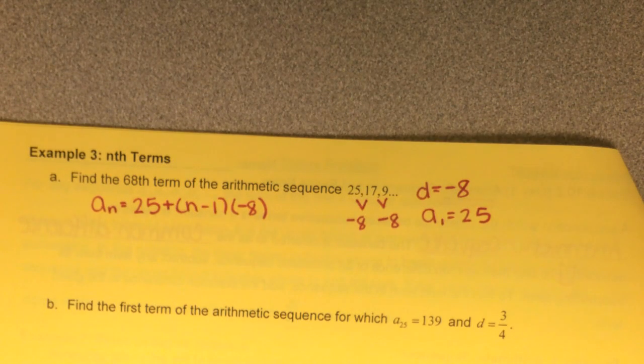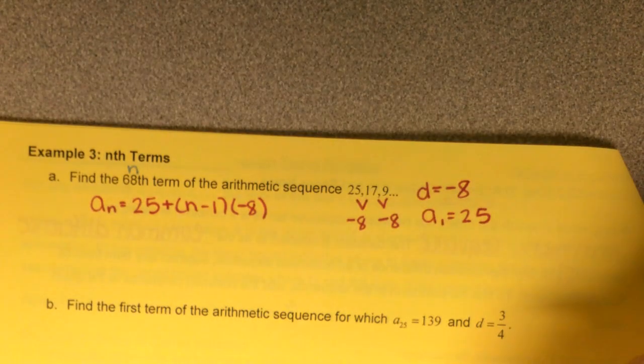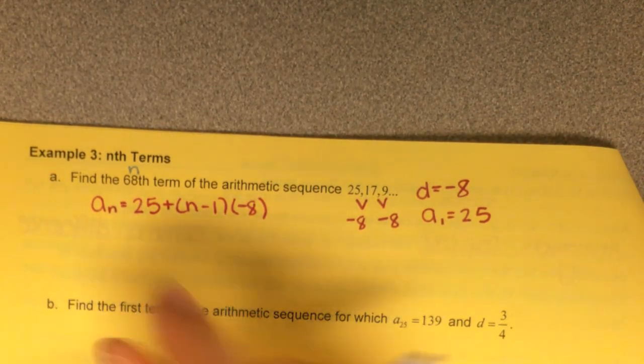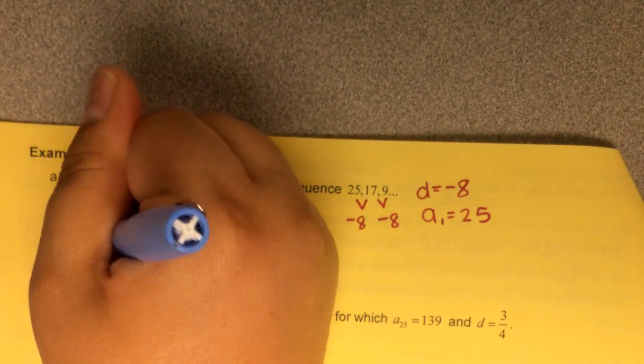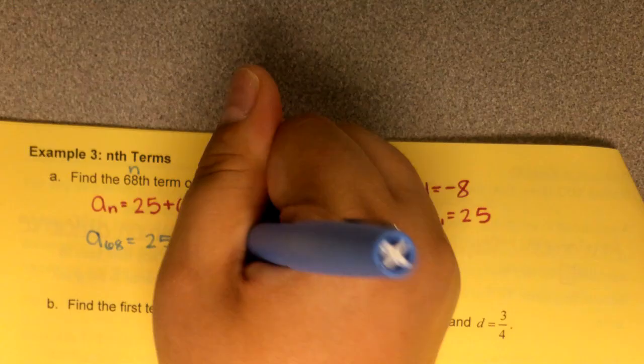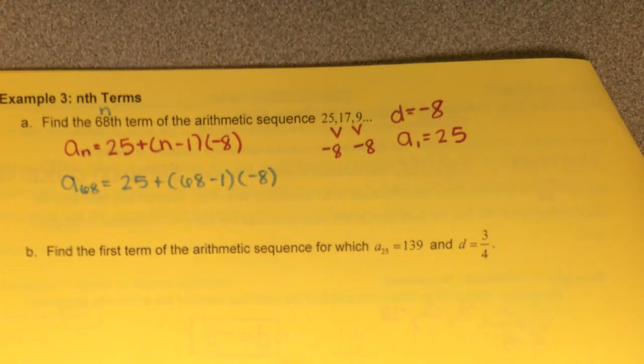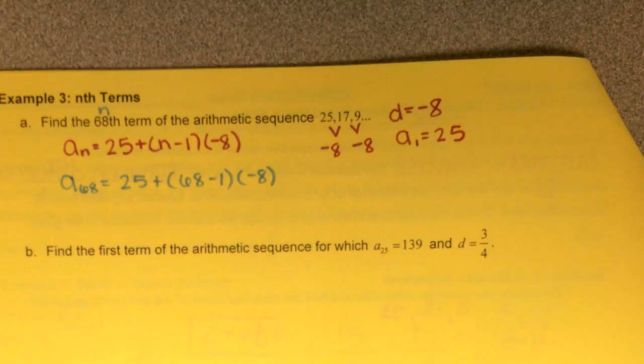What do I want to know? 68. I want to know where n is 68. So everywhere I see an n here, I'm just going to plug in 68. And please make sure you follow PEMDAS. Parentheses, exponents, multiply, divide.